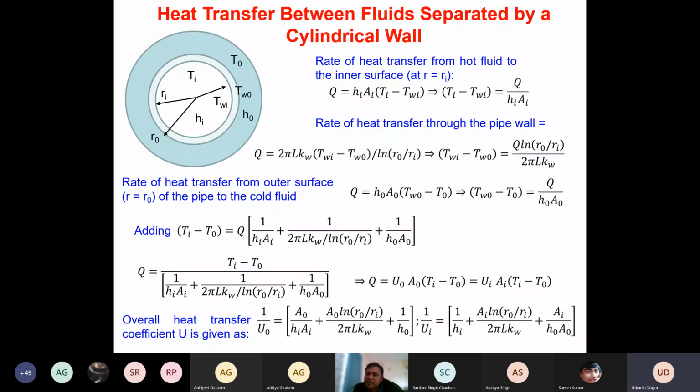Can you see the difference with respect to the flat geometry and the cylindrical geometry? In the cylindrical geometry, this overall heat transfer coefficient also needs to be defined in terms of the inside surface area or outside surface area, and depending on which you define, you will be multiplying that corresponding area in this equation. So if I define U in terms of the outside area, U naught, then I will be multiplying A naught in this equation. Otherwise, if I define this U in terms of inside surface area as UI, then I will be multiplying AI here in this equation.